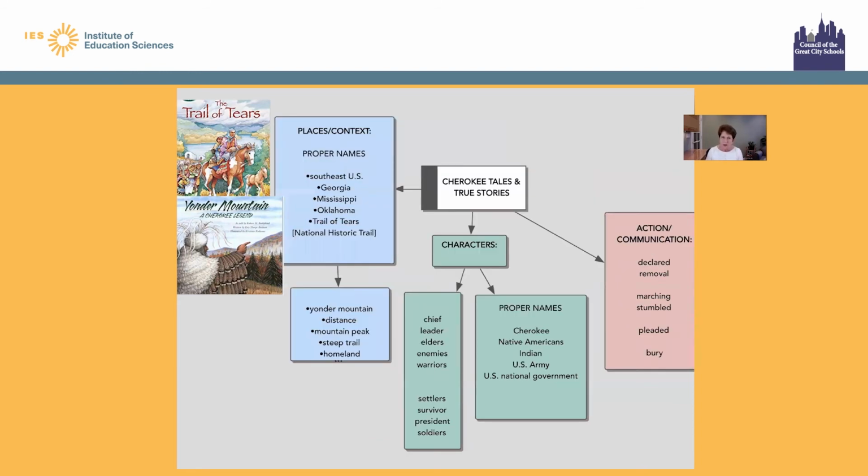Another part of stories is the context. And here we've got the word peak, but it isn't just sitting by itself. They had steep trails. They walked for long distances. There was Yonder Mountain. There were also some proper names, and often we don't attend to proper names, and those can cause challenges for students.